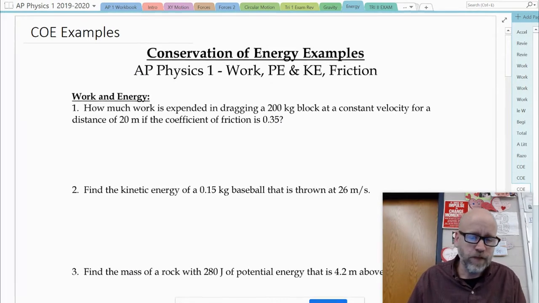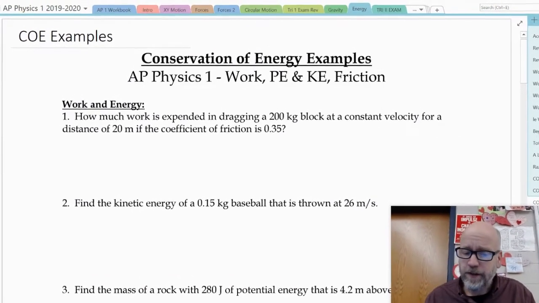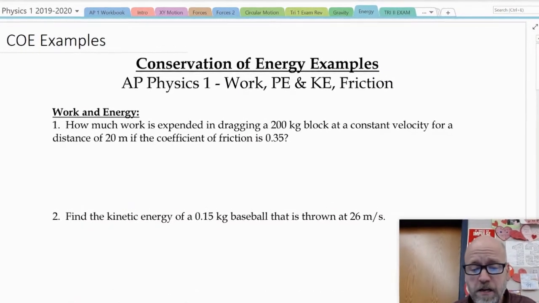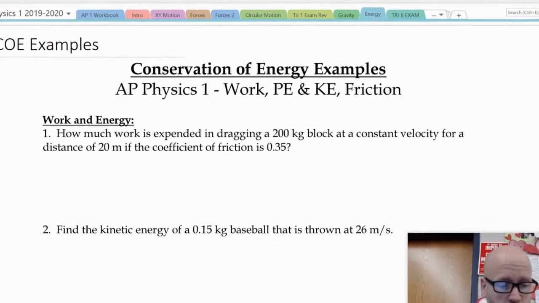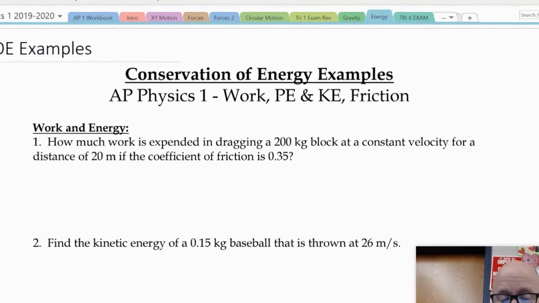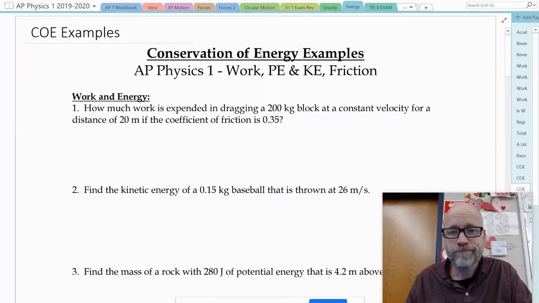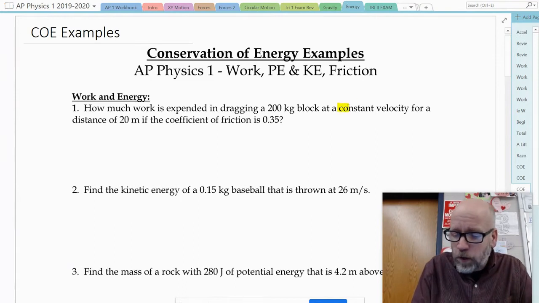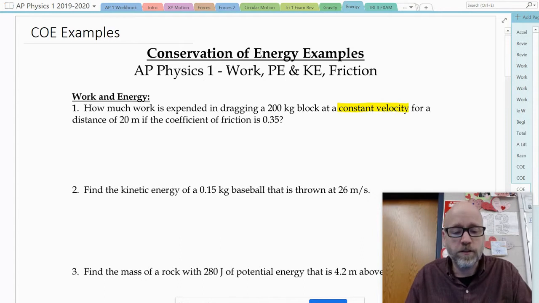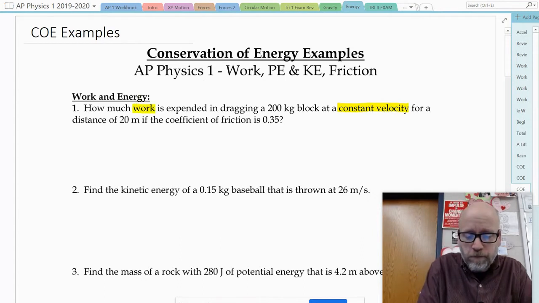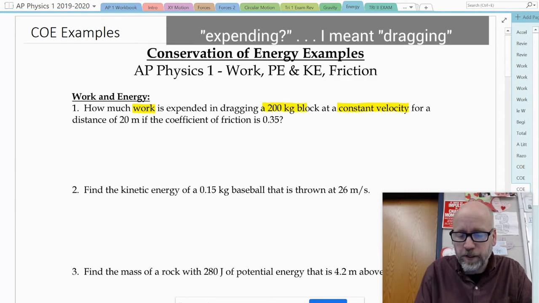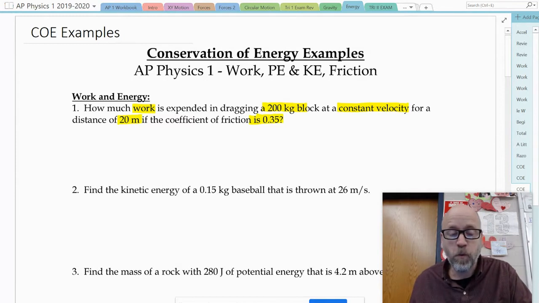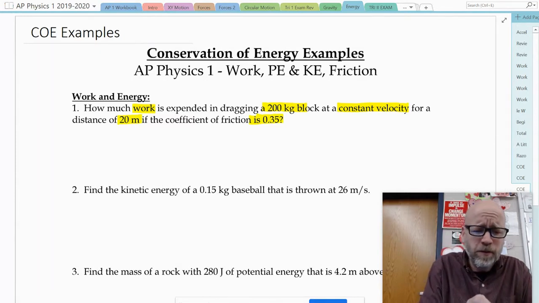First question. How much work is expended in dragging a 200 kilogram block at a constant velocity for a distance of 20 meters if the coefficient of friction is 0.35? Now, you're probably thinking, 200 kilogram block, that's huge. Yeah, you're right. But the key word that jumps out to me is constant velocity. So we're looking for how much work is done by dragging a 200 kilogram block 20 meters with the coefficient of friction of 0.35. It's a lot of numbers and random information to organize.